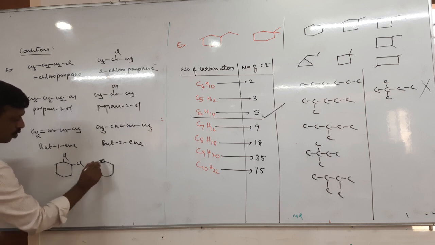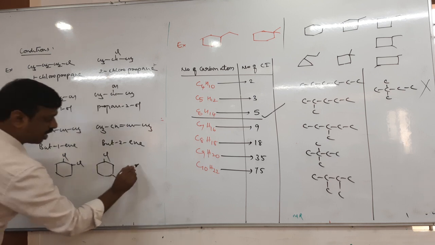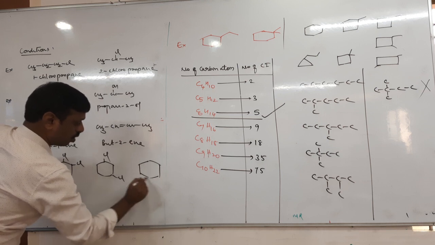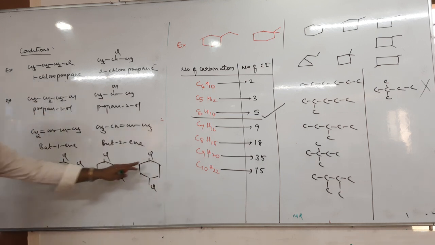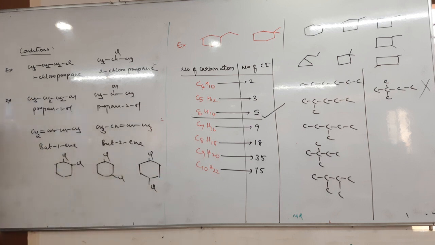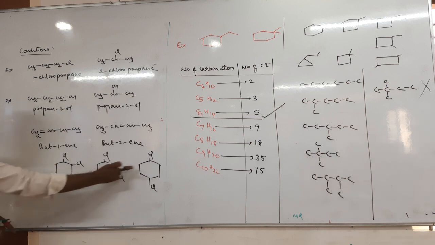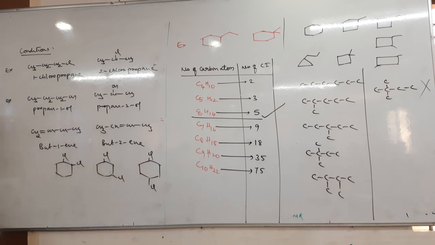Next, for example, 1,2-dichlorohexane, 1,3-dichlorohexane, 1,4-dichlorohexane, 1,6-dichlorohexane. Tell me, what is the relation between these? Their position, no. Chain is the same. 6, 6, 6. Position of chlorine is different. Right? Next.